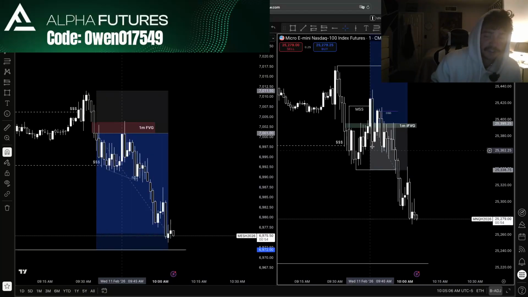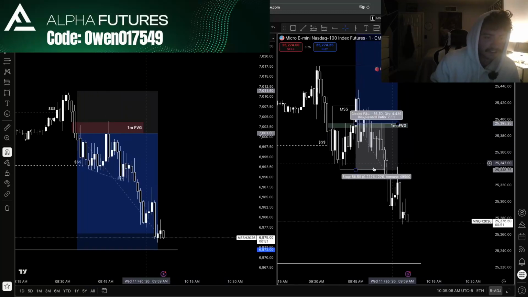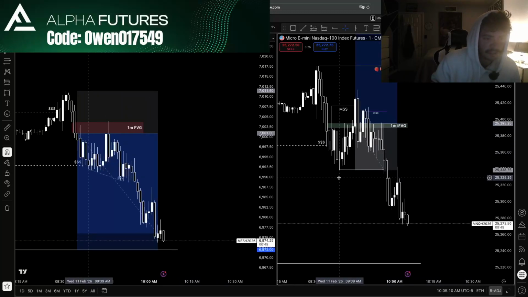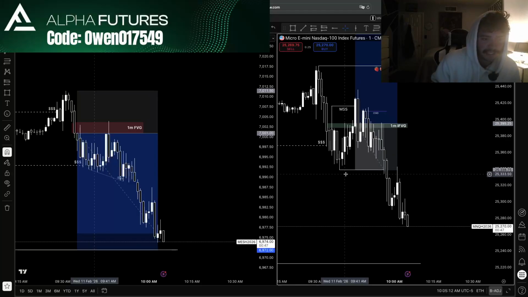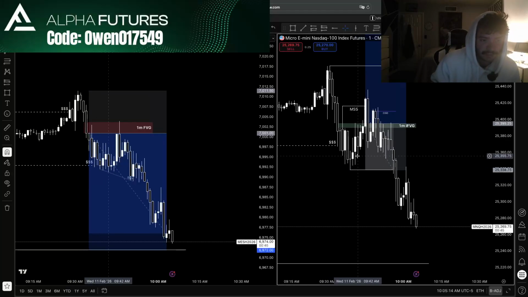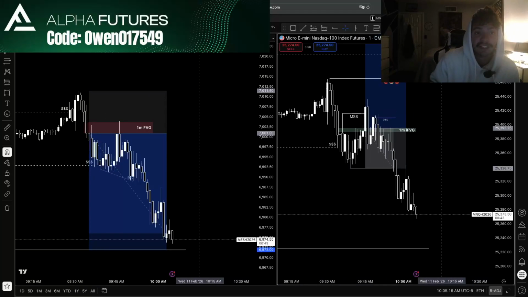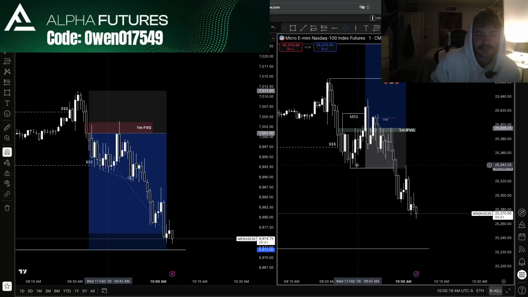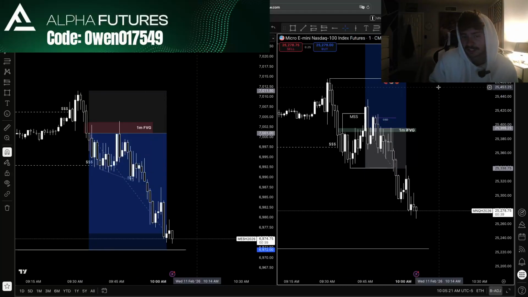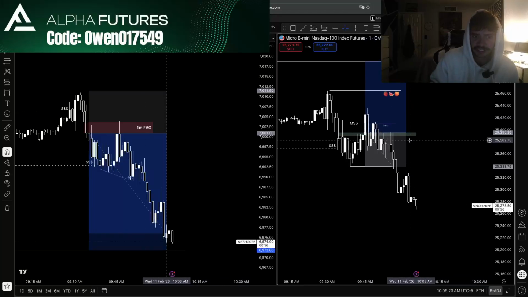Coming down here, this whole trade idea could have been avoided because I based it off of a very funky 1 minute SMT, basically a non-existent SMT where it's not even obvious enough to point it out. So I'm like, okay, that's the whole reason I want to take the trade. So obviously it didn't end up working out.